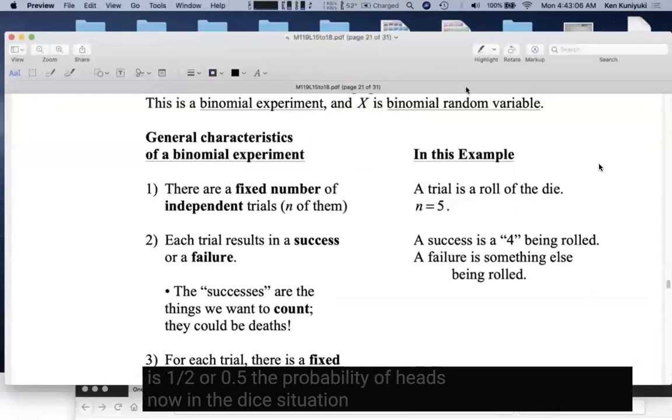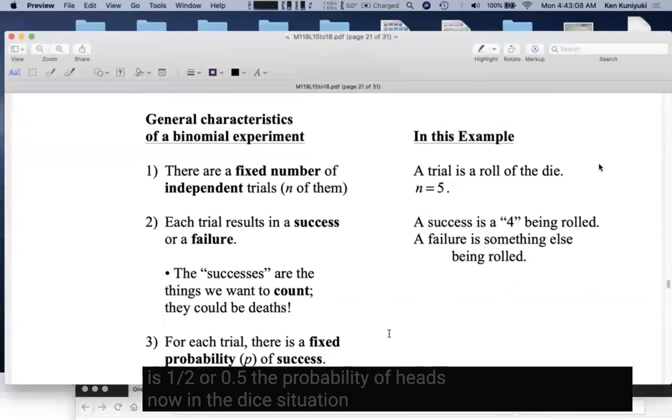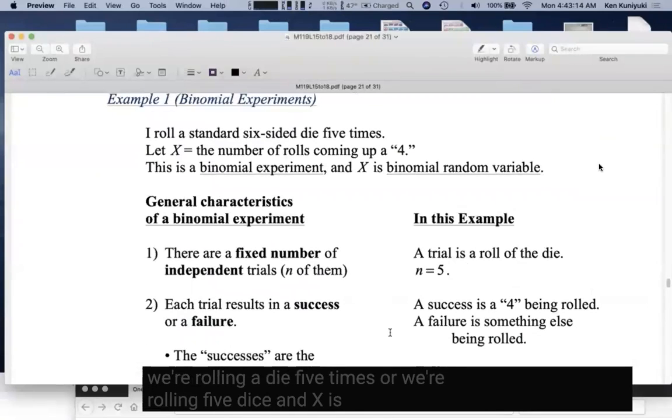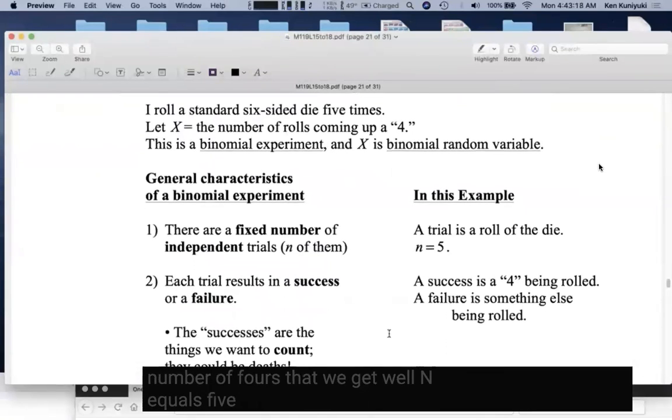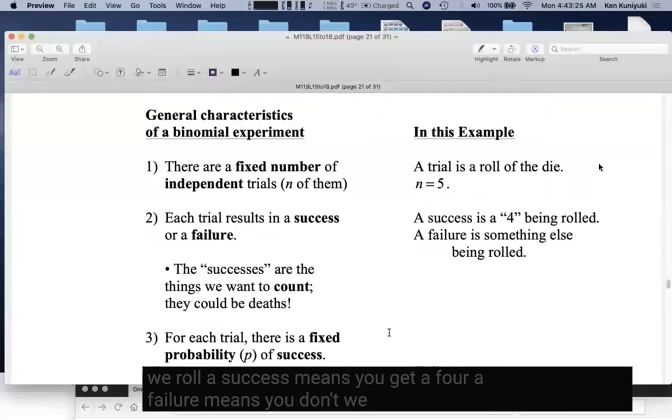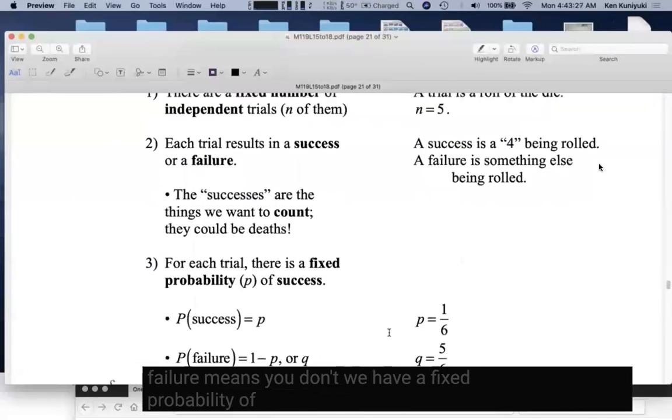Now, in the dice situation, this is where we're rolling a die 5 times, or we're rolling 5 dice, and x is counting the number of 4s that we get. Well, n equals 5 is the number of dice that we roll. A success means you get a 4, a failure means you don't. We have a fixed probability of success. It's 1/6. That's the probability of getting a 4. The probability of not getting a 4 is 5/6.